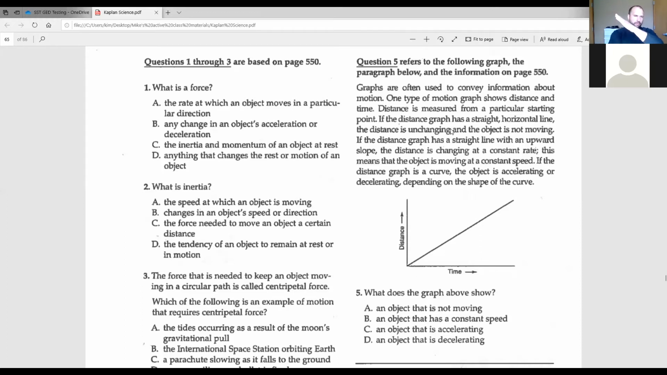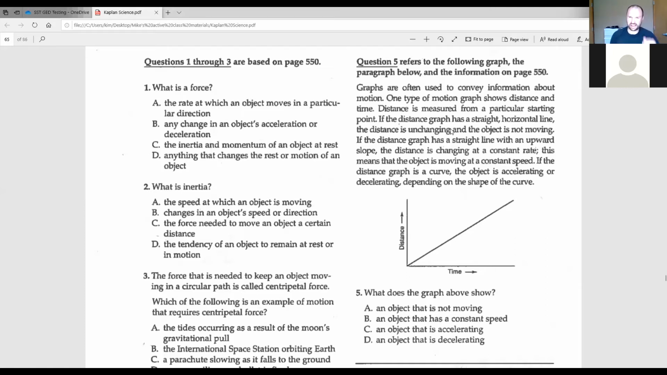Then it goes on to say, if you have a straight line with an upward slope, meaning like that, then the distance is changing at a constant rate. In other words, for every certain amount of time, you are traveling a certain amount of distance. It's constant, right? So that means you're traveling at a consistent speed, or your speed isn't changing. You're moving, but you're moving at a steady rate.